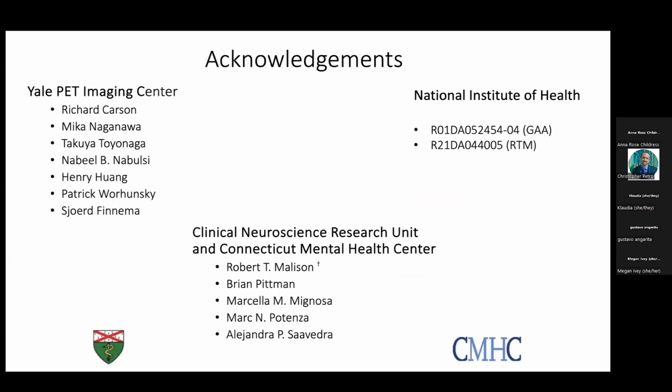So I think that is, in a nutshell, all of this. It is thanks to the NIH, the Yale PET Imaging Center, Bob Mallison, who was the mentor helping with these initial studies, and the CNIU.